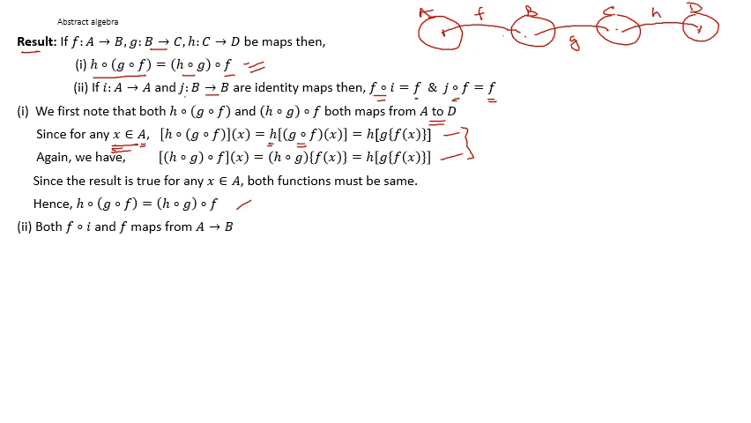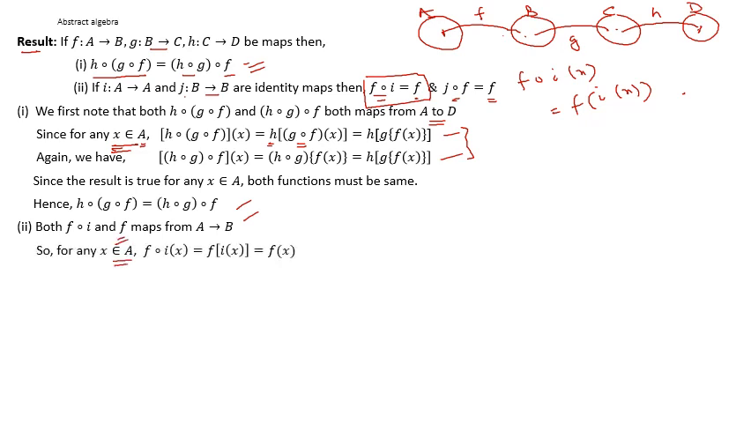Now the second part. For this, we will show F∘I is F. But what is F∘I? Look, I is a mapping from A to A. What is (F∘I)(x)? This is F of I(x), right? I is a mapping from A to A, and F is a mapping from A to B. So F∘I is a mapping from A to B, and F is also a mapping from A to B.